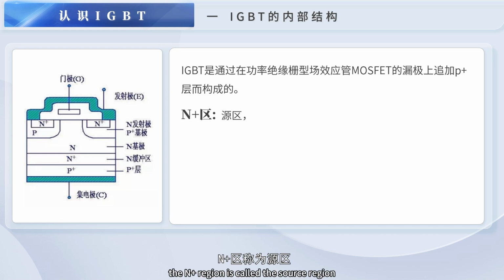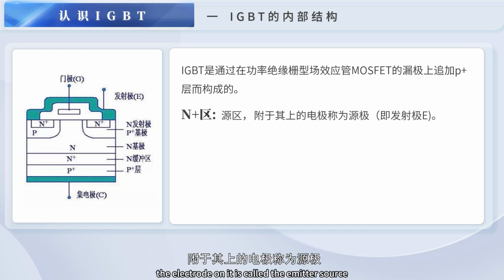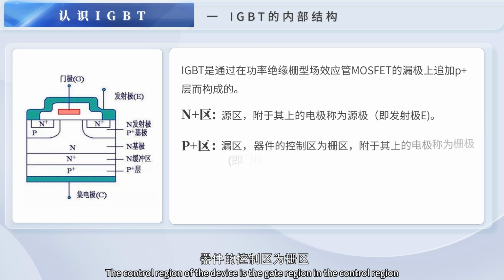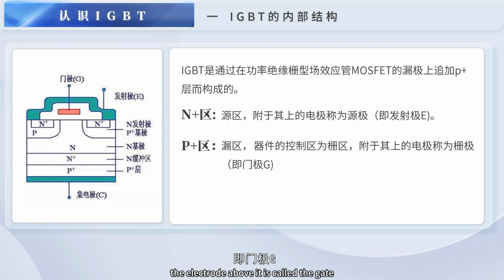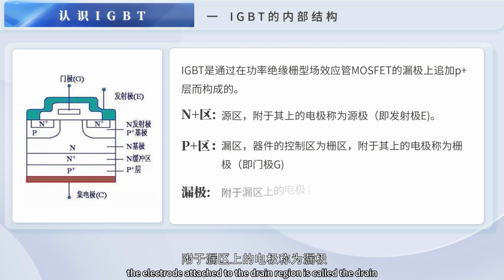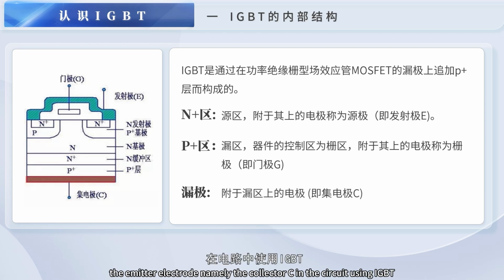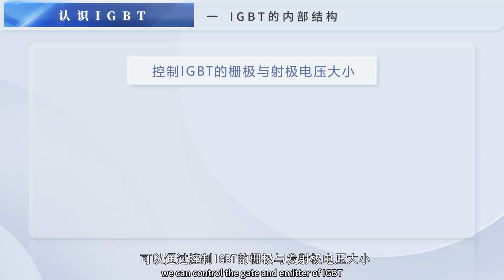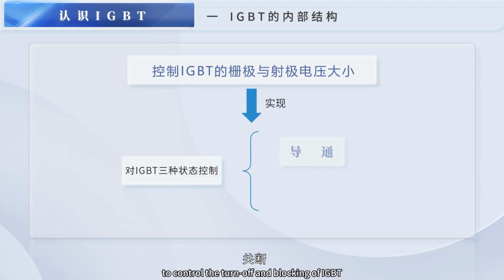The N- region is called the source region. The electrode on it is called the emitter, namely the emitter E. The control region of the device is the gate region. The electrode above it is called the gate, G for short. The electrode attached to the drain region is called the drain, namely the collector C in the circuit using IGBT. We can control it like a transistor or a MOSFET. We can control the turn-on and blocking of the IGBT by controlling the voltage between the gate and the emitter.